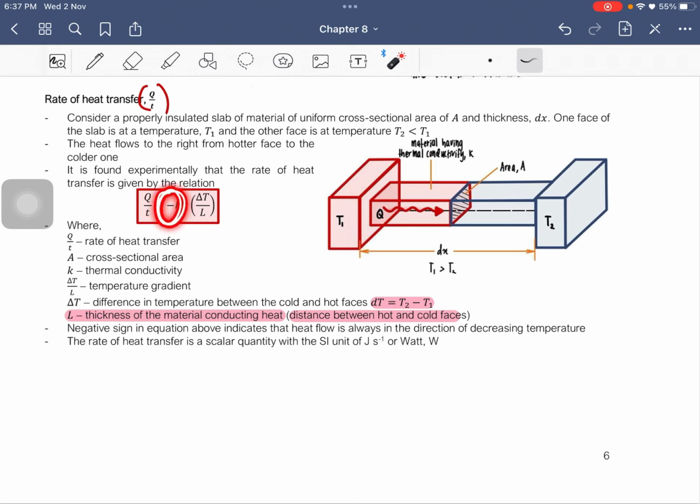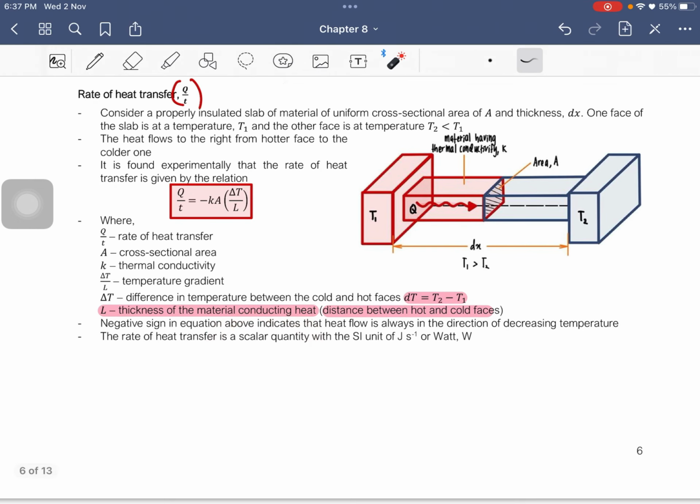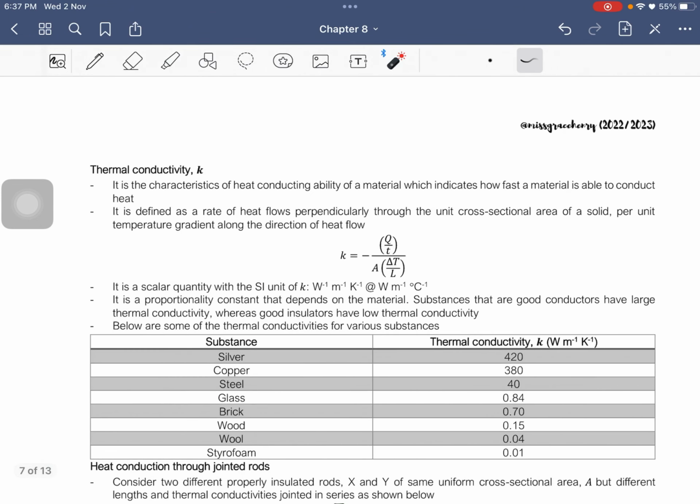So the negative sign here is actually telling us that the heat will be flowing in the direction of decreasing temperature. So it will go towards the decreasing temperature. So that's why they added the negative sign there. And then the rate of heat transfer is a scalar quantity. It has the SI unit either joule per second ataupun you can also write it as watt lah. Okay, that is on rate of heat transfer.